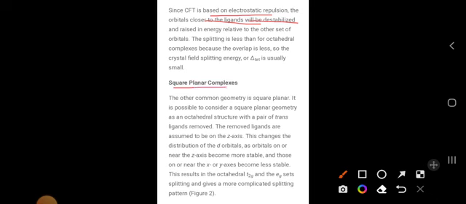Now if you enter into square planar complexes, it is one of the applications of the octahedral complex. Up to now we have said that in octahedral, eg will have more energy and t2g will have less energy. In tetrahedral, this one has more energy and this one has less energy. But based on octahedral complexes, we are going to get the square planar complex.